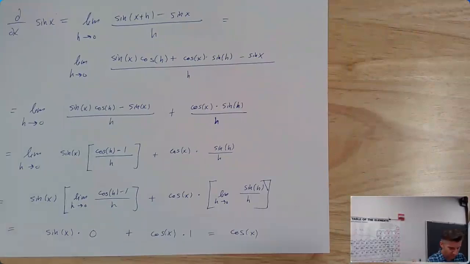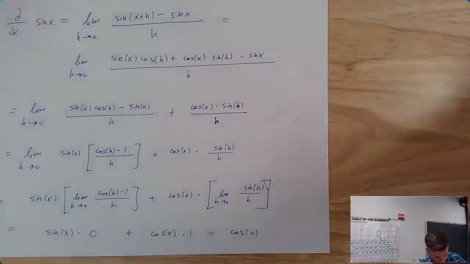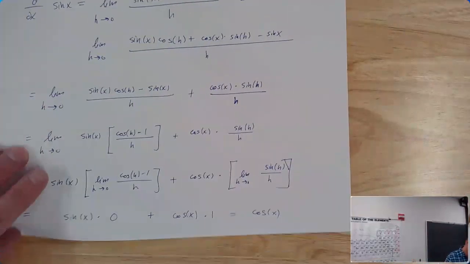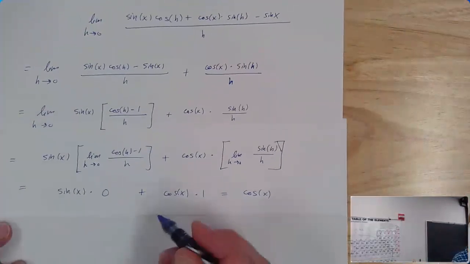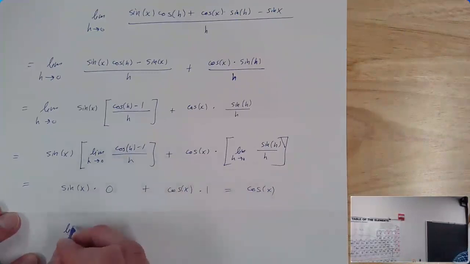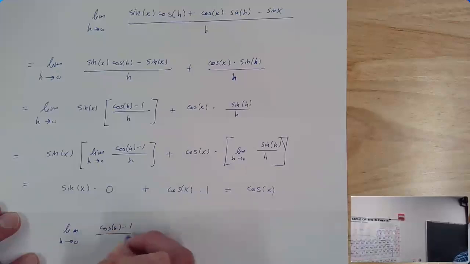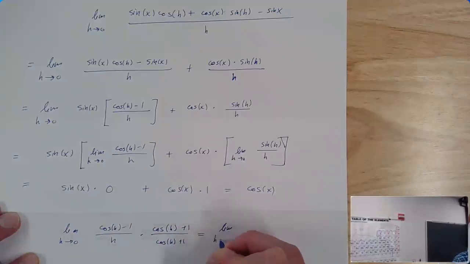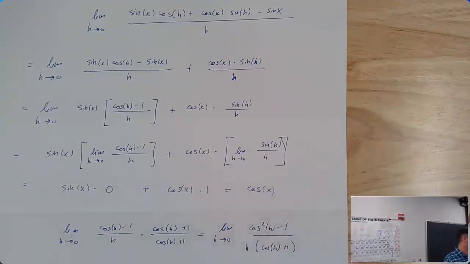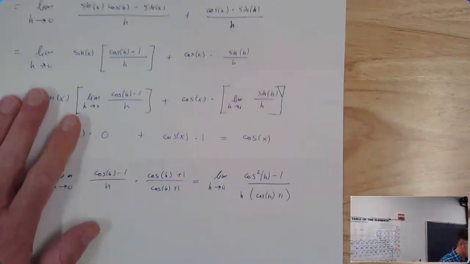And just so everyone's totally cool with what we did there, let me just point out that this limit here, cosine h minus 1 over h being equal to 0, that's because if we multiply by the conjugate, things are going to work out. So we multiply by the conjugate, we multiply it out, we get the limit as h goes to 0 of cosine squared h minus 1 all over h times cosine of h plus 1. That's almost a trig identity. I mean, it is a trig identity, but it's almost one we recognize.